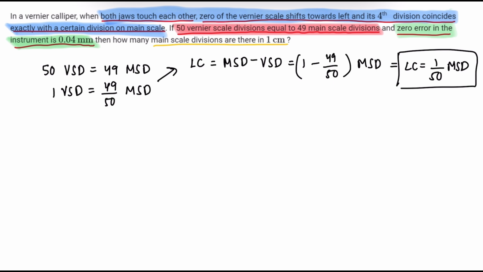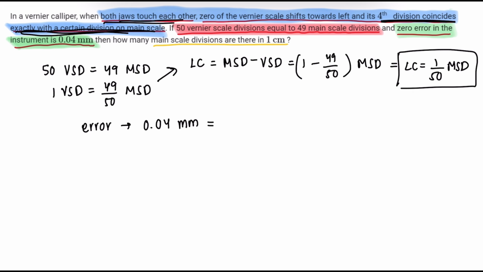They're talking about the same thing, which is the reading of the instrument before anything is put inside, basically when the jaws are closed. So they told us that the zero error is 0.04 millimeters. So we're talking about the error here, and they told us that it's 0.04 millimeters. And they also told us that the fourth division coincides exactly with a certain division on the main scale when the two jaws touch each other.